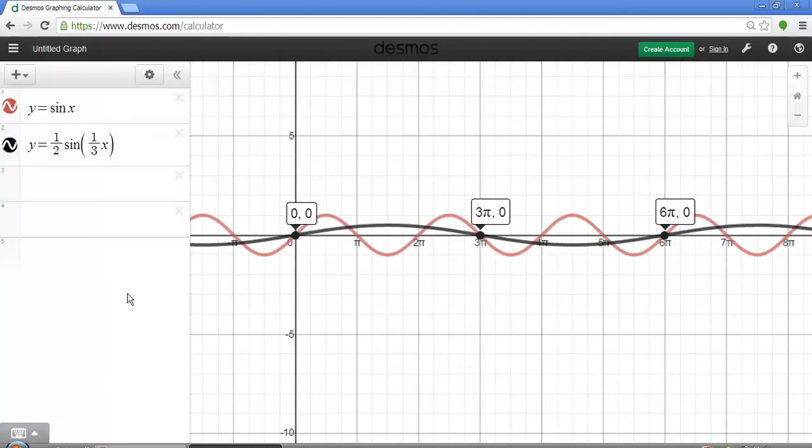So this is the type of graphs that we're going to do, and make sure that you watch the pencast.